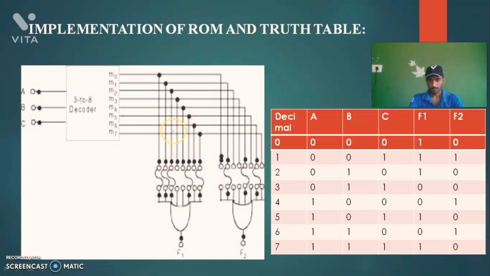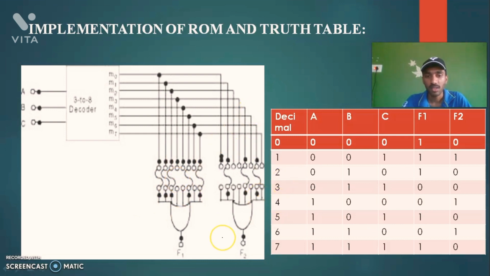Now I want to implement this expression F1. To implement it, M0 should be high, M1 should be high, M2 should be high, M5 should be high, M7 should be high. So I just connect M0, M1, M2, M5, M7 to the OR gate, so that if any one of the word lines is set high by the decoder, then my resultant expression will be high, so that I can satisfy the expression.